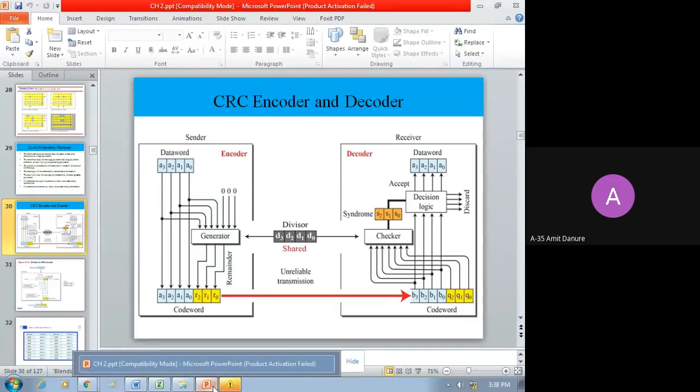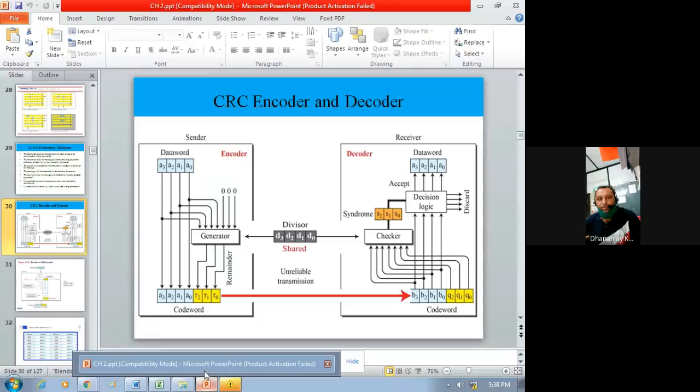Cyclic redundancy check. That is the full form of CRC. I'm asking what is CRC? You haven't given up that typical answer of yours. Whenever somebody asks you something, you will tell the full form, right? What is CRC? Cyclic redundancy check is the full form of CRC, but what it is? It is one of the error detection mechanisms with which we can detect the error.